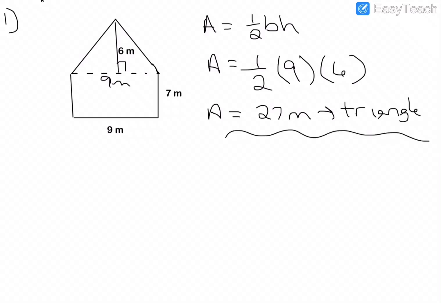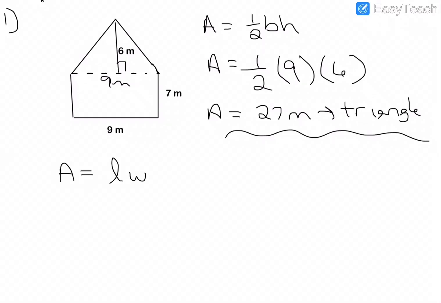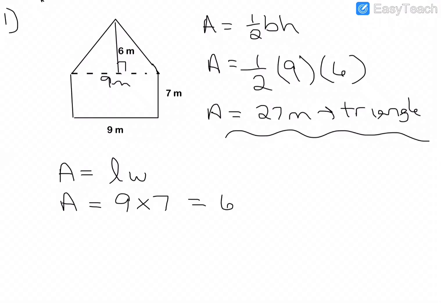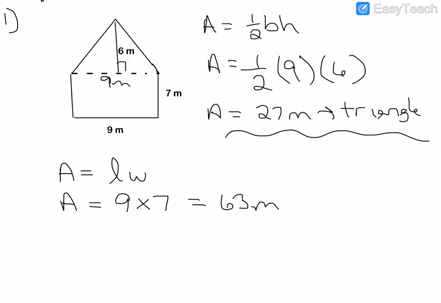Okay. Now we need to do the area of the rectangle. So area of a rectangle is length times width. I'm going to have 9 times 7, and that equals 63 meters. So this is for the rectangle.